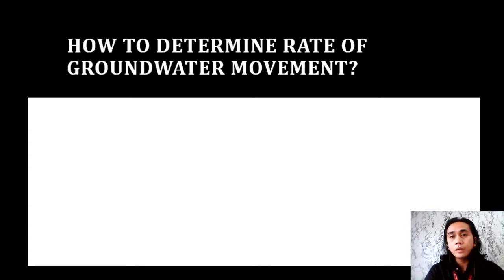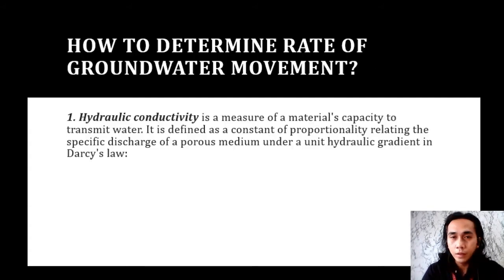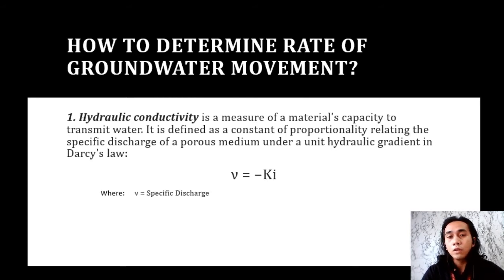So, how to determine the rate of groundwater movement? First is hydraulic conductivity. Hydraulic conductivity is a measure of a material's capacity to transmit water. It is defined as a constant of proportionality relating the specific discharge of a porous medium under a unit hydraulic gradient in Darcy's law. So this is Darcy's law. V is specific discharge, K is hydraulic conductivity, and I is hydraulic gradient.